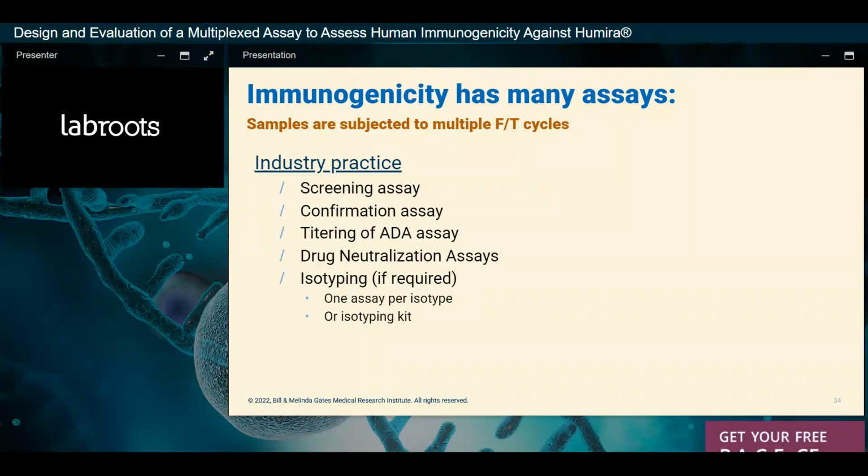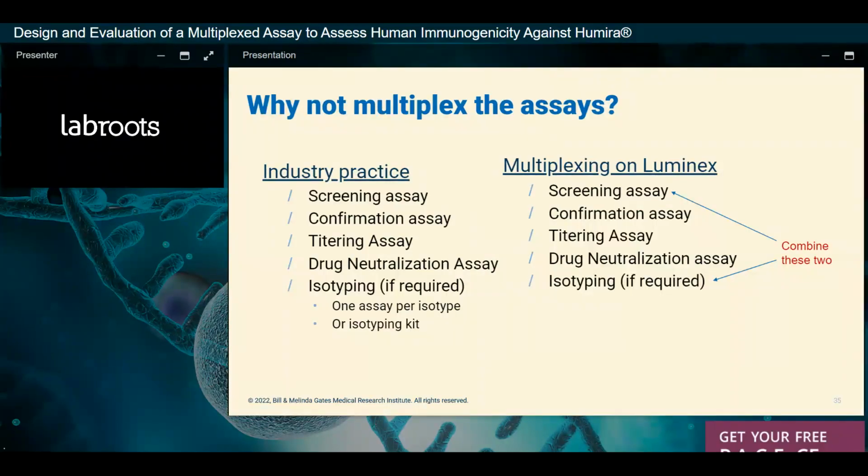So the problem that the industry is having right now is that this tiered approach is great, except that it plays havoc on your samples. So if we know that we can run these assays on the Luminex platform as well as the MSD and the colorimetric ELISA, why can't we multiplex them or combine multiple parts of these assays into one? It saves on time, it saves on sample, and you get more information in a more rapid response. And that's what the rest of this presentation just focuses on.